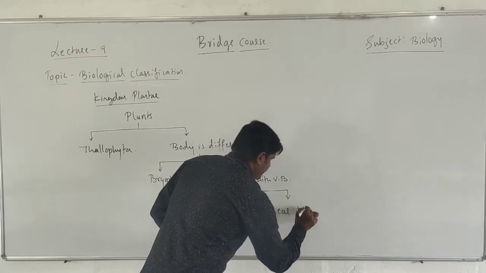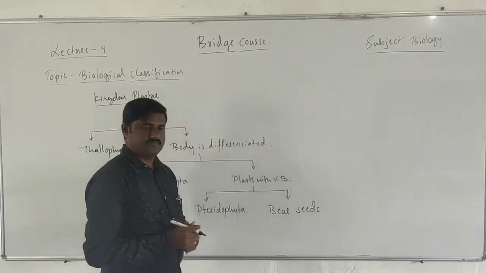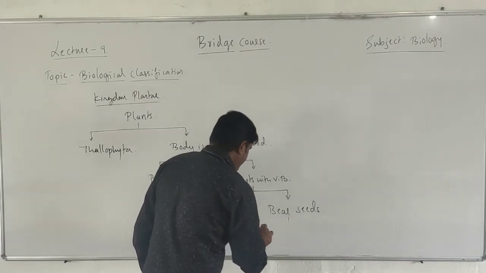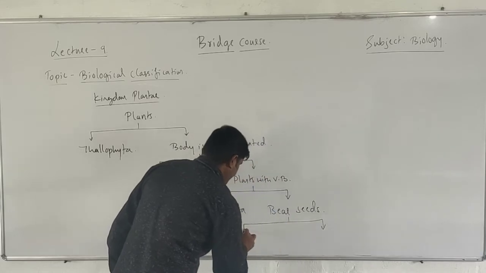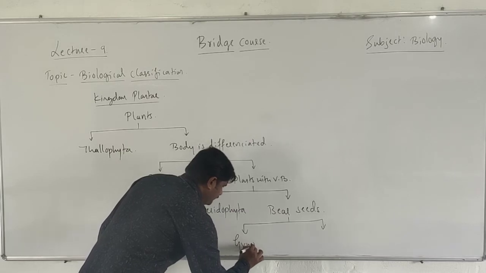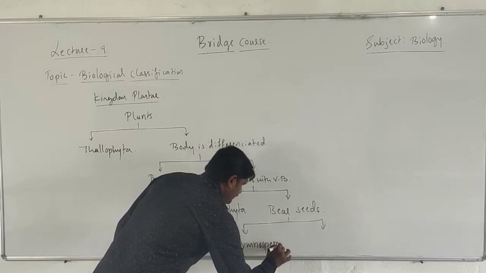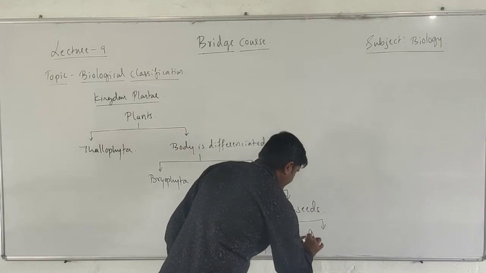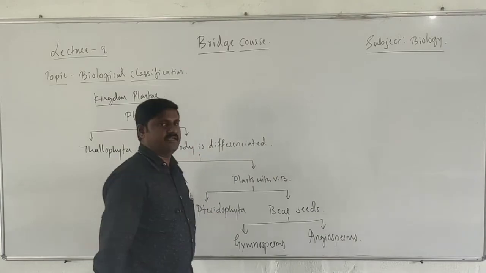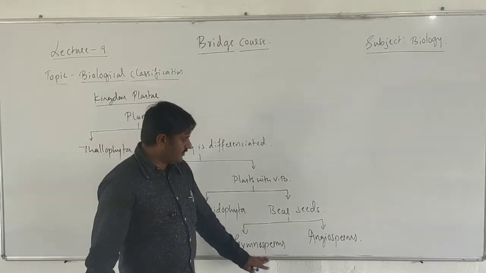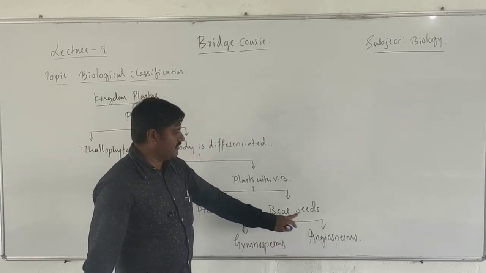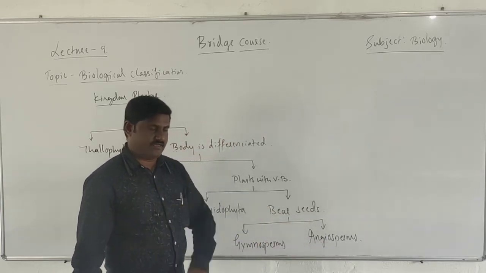Next we shall divide the plants based on the seed bearing capacity, means whether the plants bear seeds or not. Based on this characteristic feature, we classify the plants once again into two categories. One is gymnosperms, and the second one is angiosperms. Like this, plants are once again divided into two categories based on seed bearing character, right?